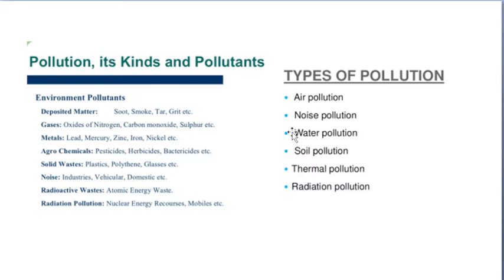Then we have different types of pollution. When pollution occurs in air, it is known as air pollution. When it occurs in water, it is known as water pollution. When it occurs in soil, it is known as soil pollution. Then there is thermal pollution, radiation pollution, and noise pollution. Another type is industrial pollution, and then light pollution. So there are different types of pollution.